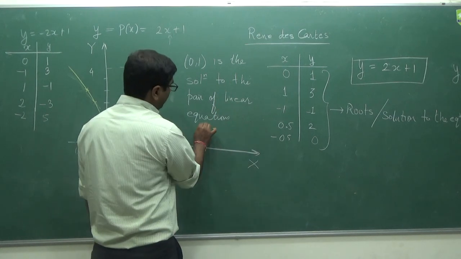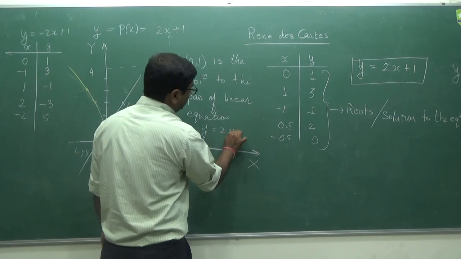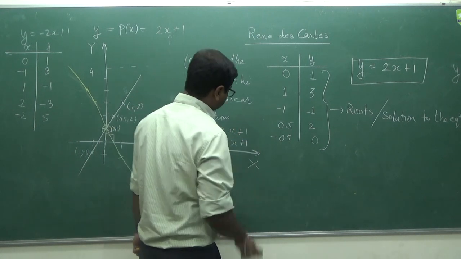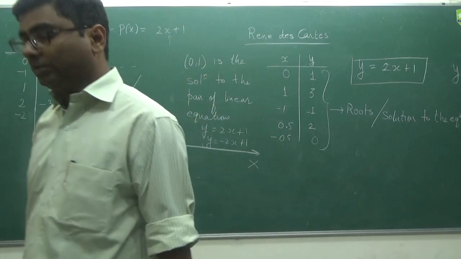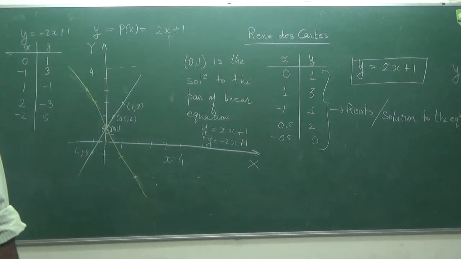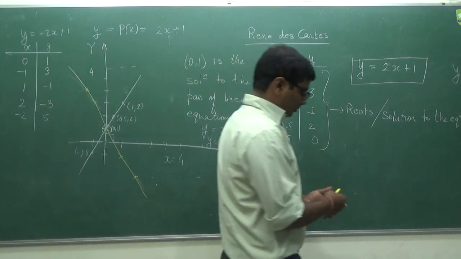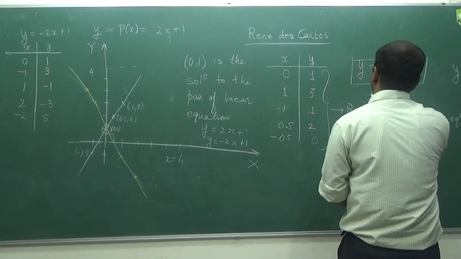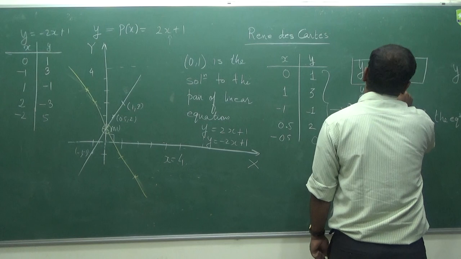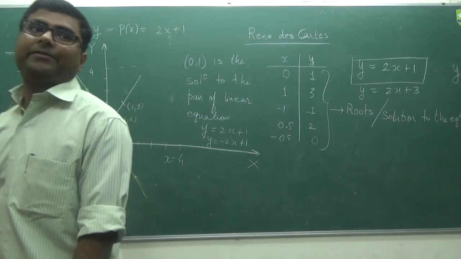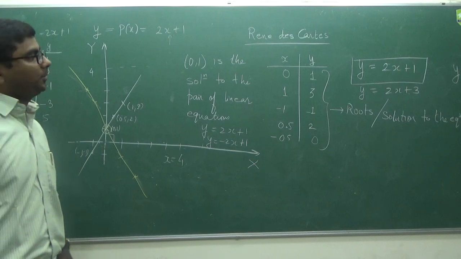So pair of linear equations, what pair? y equals 2x plus 1 and y equals negative 2x. You understood? This is called the solution of a pair of linear equations. It could be a case where, let us plot another equation, which is, let's say, y equals 2x plus 3. Another equation. Let us try to plot that.